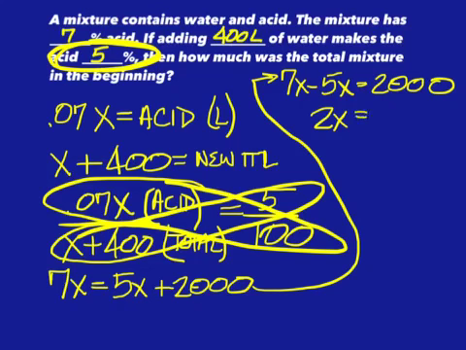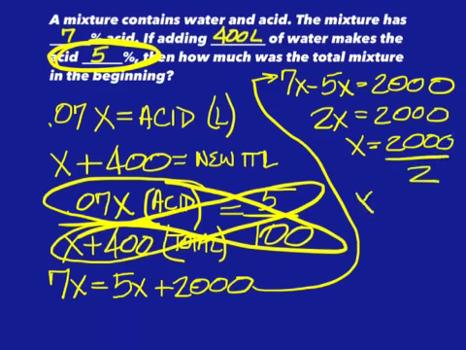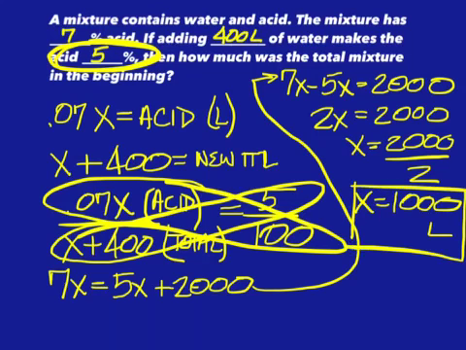7x minus 5x is 2x. Divide 2,000 by 2 to get the answer of 1,000 for x. And x represents the total mixture at the beginning, and that's what we were solving for. So 1,000 liters will be the answer.